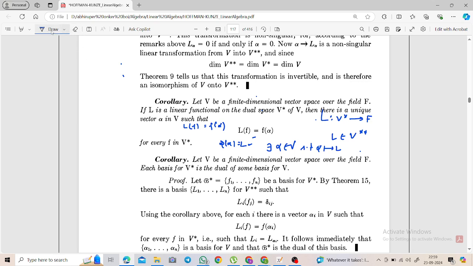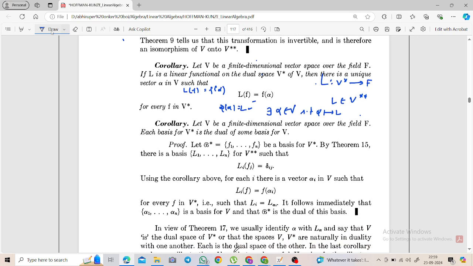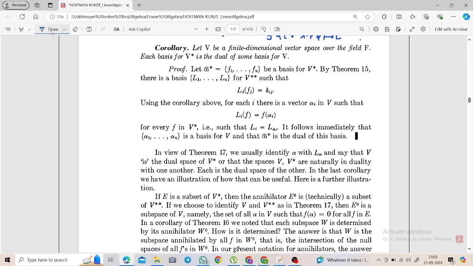Okay. So the next thing we do is that let V be a finite dimensional vector space over the field F. Each basis for V star is a dual basis of V. That's beautiful. Read the statement again. V finite dimensional. They are considering V star the dual of V. They are saying that each basis of V star is a dual basis of some basis in V.